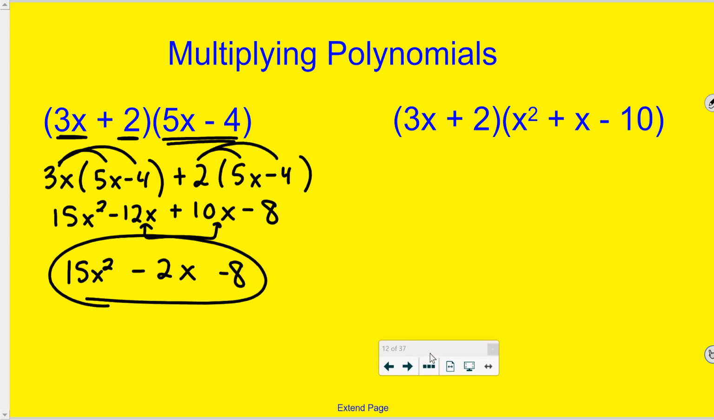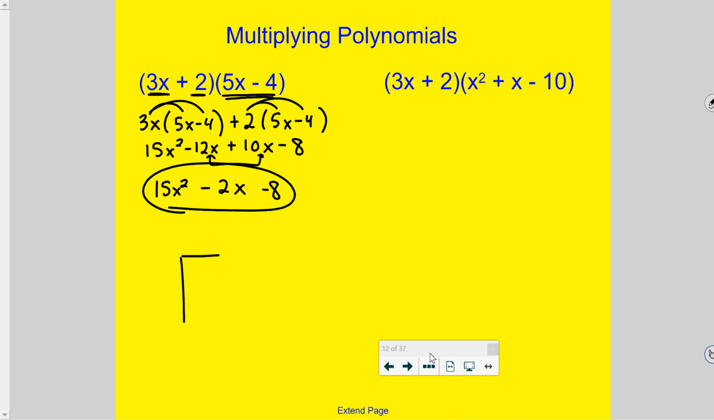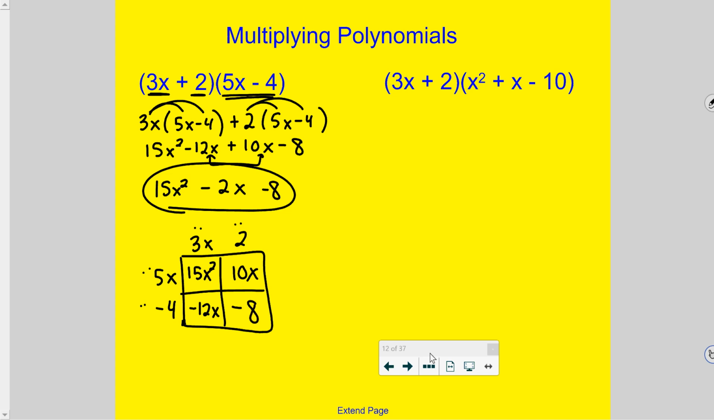If you instead would prefer to do your box method, if you're like, no, I think that one worked better for me, then we're going to put the 3x and the 2 up here, and the 5x and the negative 4 on the side here. You could switch which one's on the top and which one's on the left. That makes no difference. But we're going to now multiply them together. And this one times this one's going to get me 15x to the second. So 3x times the negative 4 will get me negative 12x. 5x times this 2 is going to get me 10x. And the negative 4 times the 2 is going to get me negative 8.